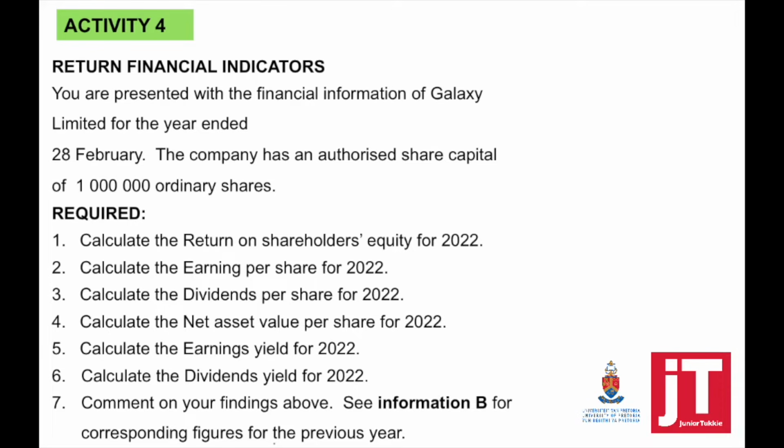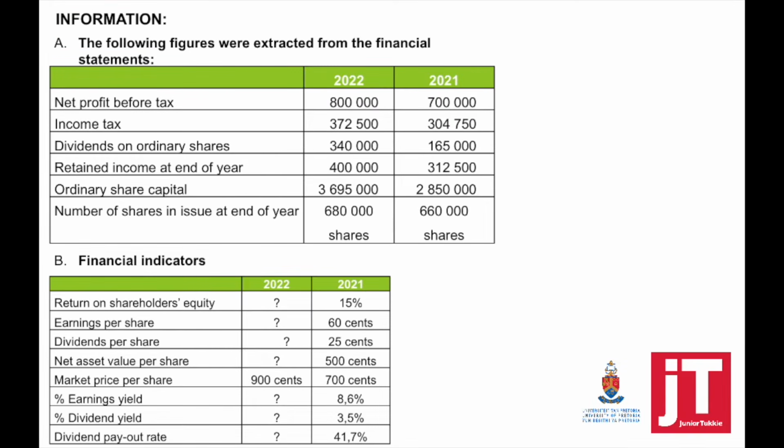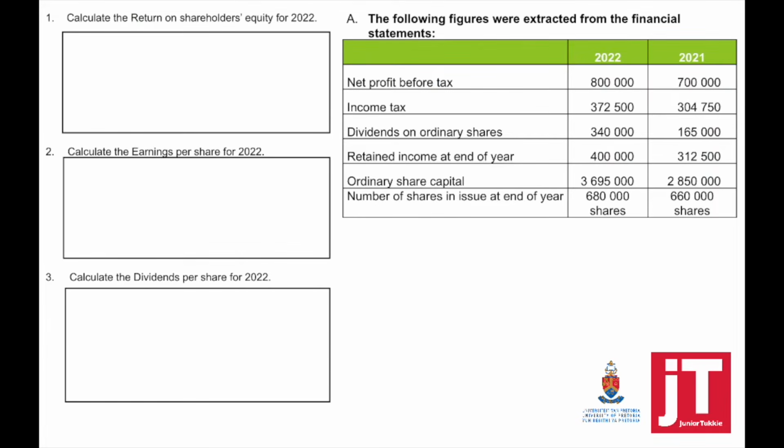When we're looking at financial indicators, a reminder, we compare last year's figures with this year. We indicate the trend. In other words, was there an increase or was there a decrease? And then we provide our opinion. Looking at the information A, the figures were extracted from the financial statements, and in information B, they provided us with the financial indicators. Question 1, calculate the return on shareholders' equity.